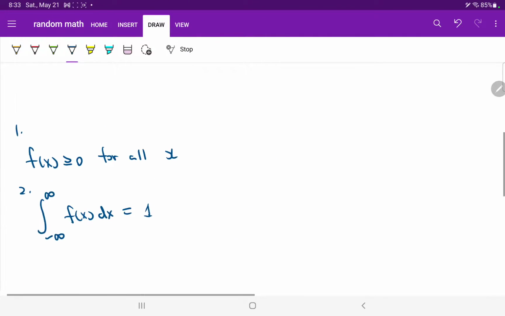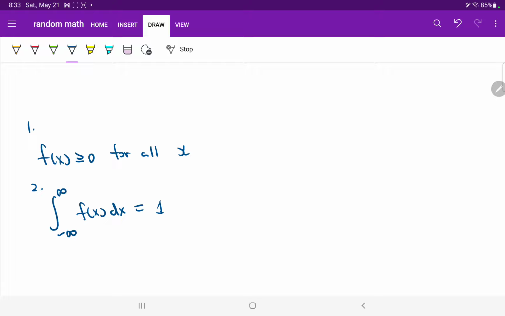I already wrote it down. The first property is that the probability density function must be bigger than or equal to 0 for all x, okay? Because the probability cannot be negative. That'll be a good enough explanation for this one.